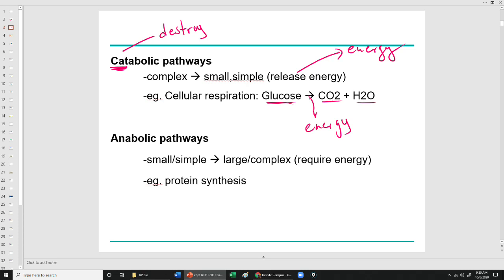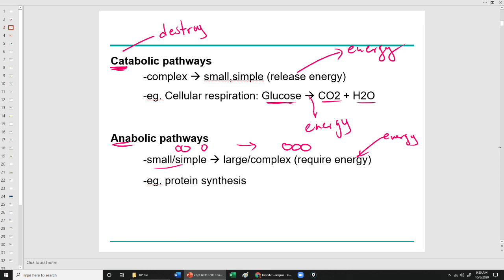All right, an anabolic pathway is the exact opposite. That's a pathway that builds up. So you go from small molecules to larger ones. You go from small bits into a larger molecule like this. Okay, and that requires energy. You have to put energy in. Energy has to be put in to make those more complex ones.